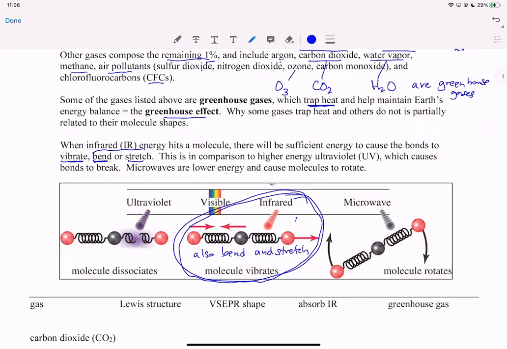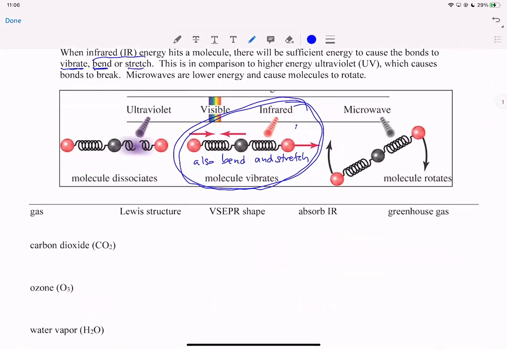And the bending, stretching, and vibrating is really a temporary holding onto infrared energy, and that molecule holds onto it before that infrared can escape out to outer space. So that's the trapping of heat: infrared comes in from the sun and it would naturally just bounce off and go back out into outer space. But the greenhouse effect keeps it in the atmosphere because the gases hold on to it before it can bounce way back out.